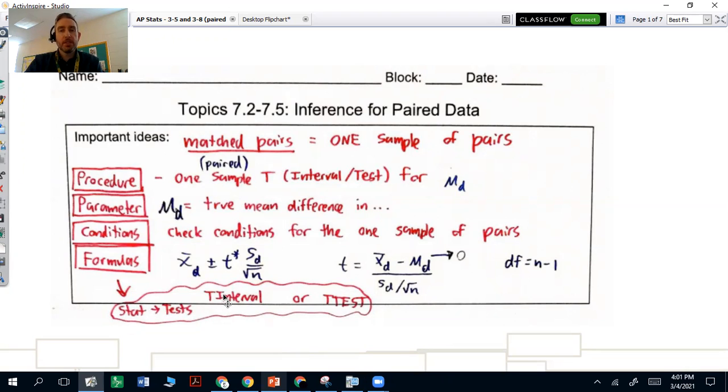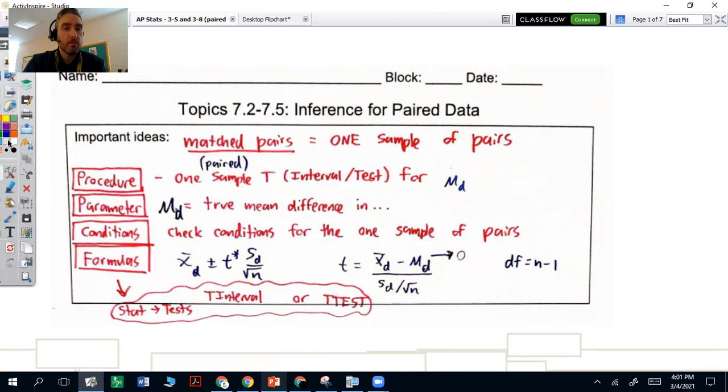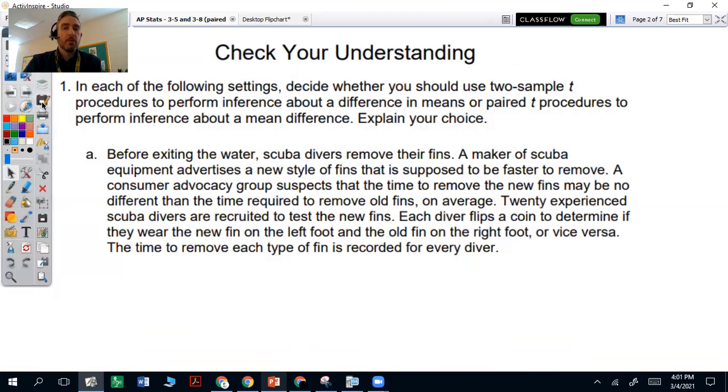So just treat this as one sample, but for paired data, you subtract each pair, and then you take that one set of subtractions and use that as one sample. So it's important to be able to distinguish between doing paired data versus two samples.